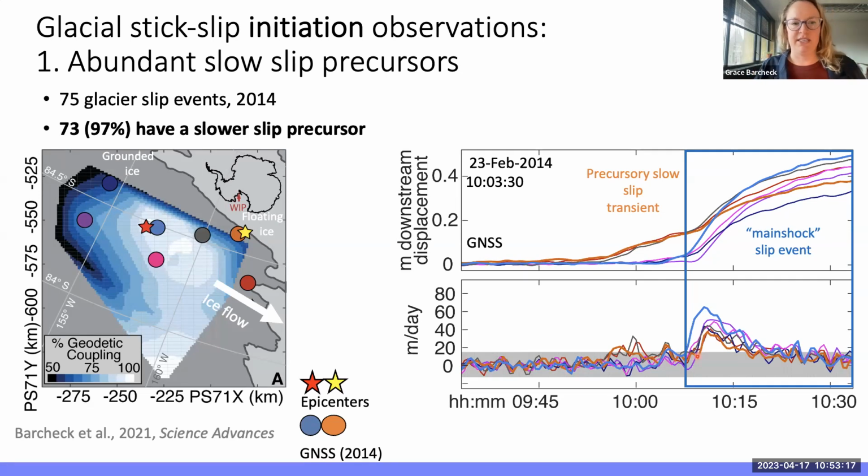Something like 15 minutes before that happens, there is this transient, slower slip pulse that happens at the orange, red, and gray sites, sort of down here. And so, there's a precursory slow slip transient that happens about 15 minutes before the main shock part of this particular slip event begins. And it turns out that something like this, not this exact pattern, but something like this, happens before almost all of the slip events that we record with our geodetic data.